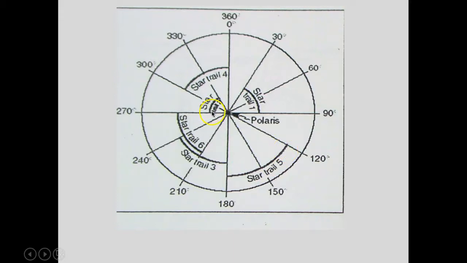Even if I look at Star Trail 2, which looks really small, I start at 270, I go to 330, it's still a difference of 60. It doesn't matter what star trail I actually pick because they're all 60 degrees in movement from where the star started to move to where it ended.